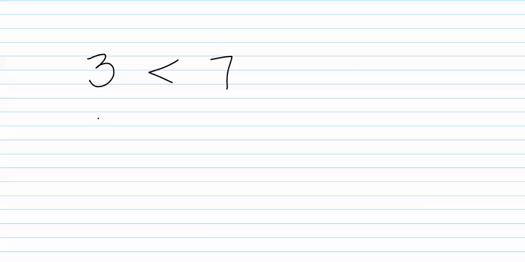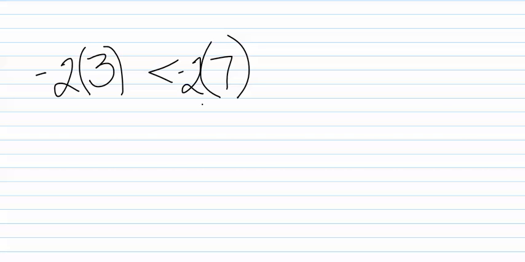3 is a smaller number than 7. I didn't include a variable in this on purpose, because I just want to show you what happens when we perform a certain operation on both sides of an inequality. Let's say for some reason that we were told that we needed to multiply both sides of this inequality by -2. So I just put the parentheses there to show that I'm going to do multiplication. And when I multiply both sides by -2, I get a statement that says -6 is less than -14.